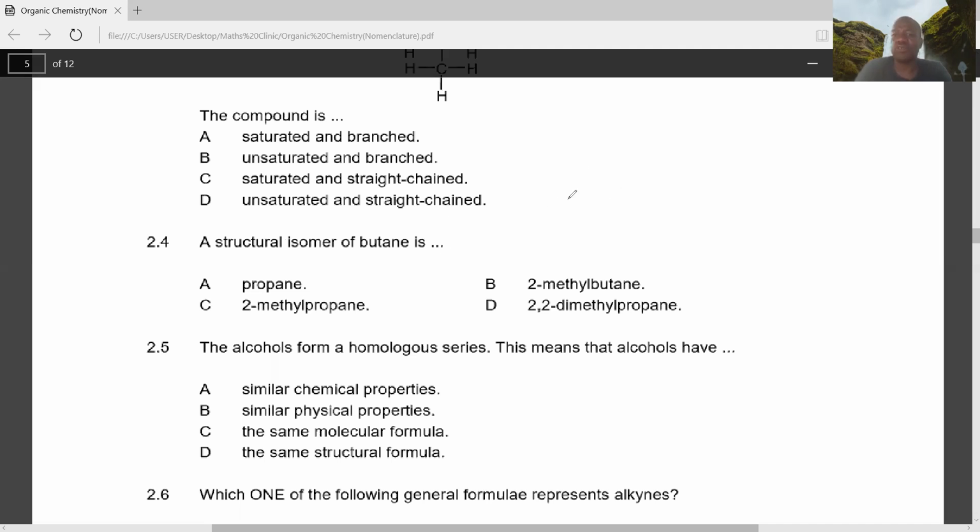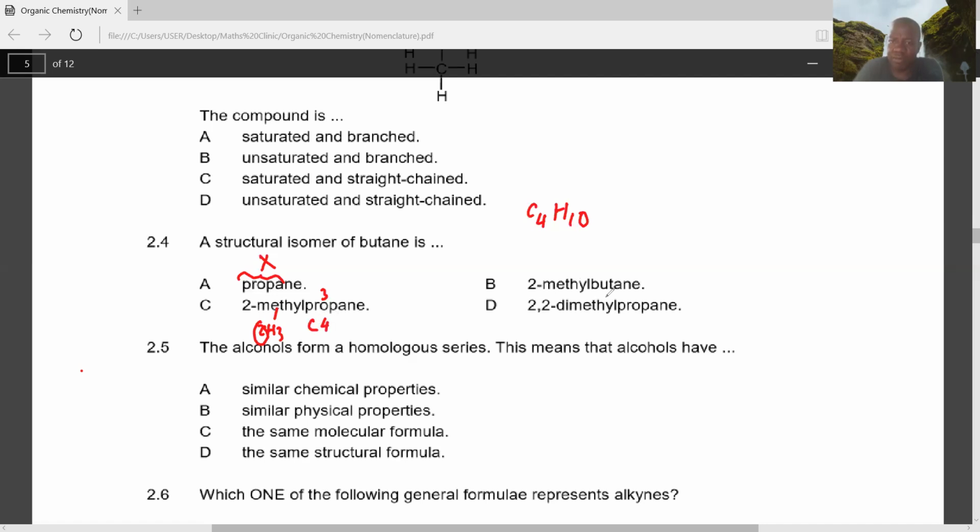Remember, structural isomer means they must have the same molecular formula, but different structural formula. But now, what is the structural formula of butane here? First of all, butane has a molecular formula of C4H10. And propane has 3 carbons, so it cannot be. Then 2-methylpropane. Remember, a methyl is an alkyl group with 1 carbon. Propane has 3 carbons. So 3 plus 1 gives us 4 carbons.